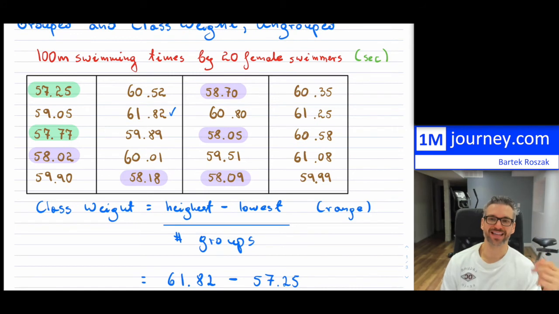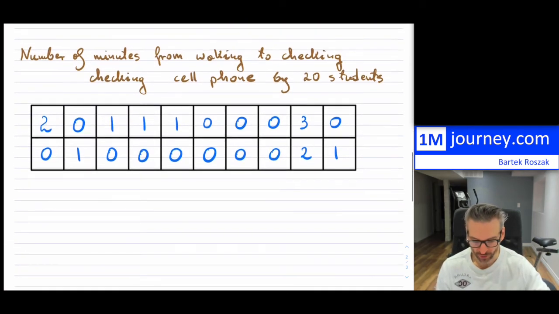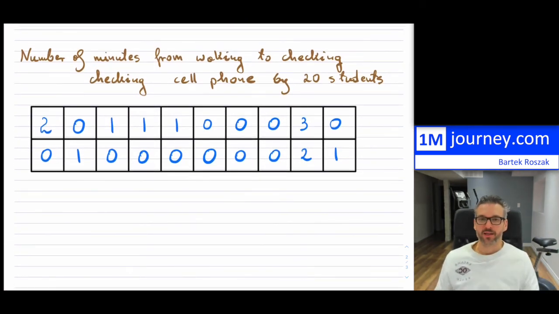Now, if you're doing a test and they tell you the number of groups, then you're stuck, right? You just have to work with whatever they give you, and adjust the class weight. Now, ungrouped: what does it mean to have ungrouped data? Here is something interesting.